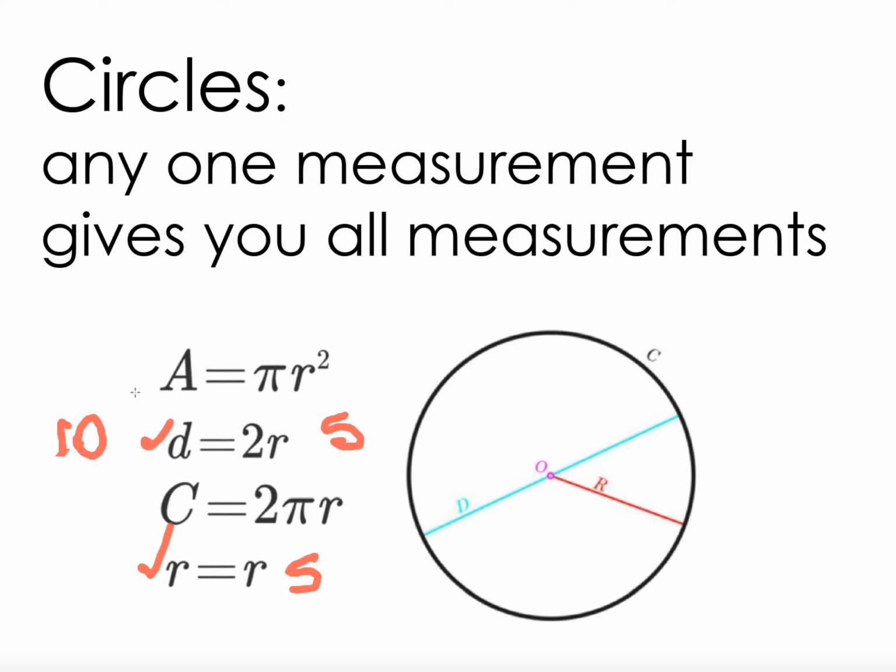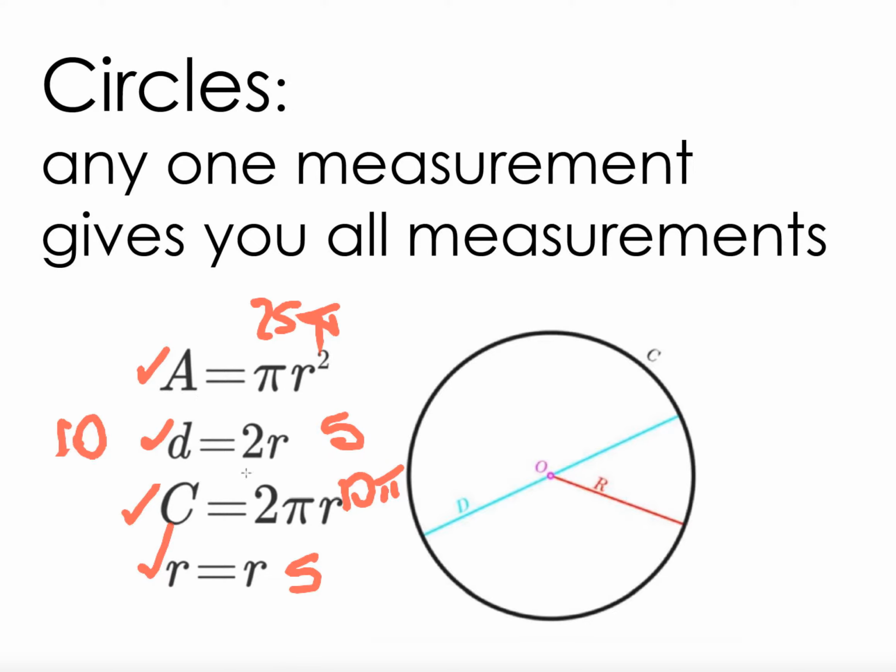And given the radius, then we know the area will be pi times r squared, or 5 squared, so 25 pi, and we should know our circumference. So that's just going to be 2 times pi times r. 2 times 5 will give you 10, and then we've just got 10 pi for our circumference.